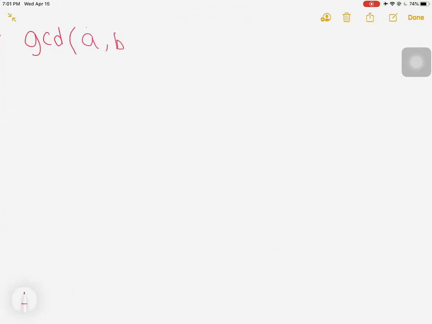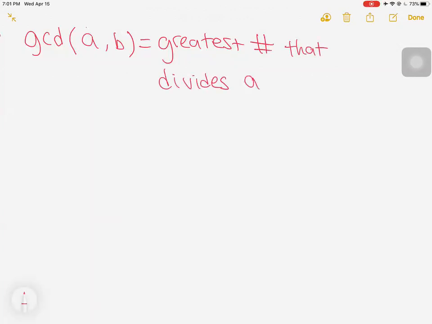A and B is defined as the greatest number that divides A and B. So a quick example, we're just going to go with GCD of 12 and 15. And then this is going to be 3, because 3 is the largest number that divides both 12 and 15.